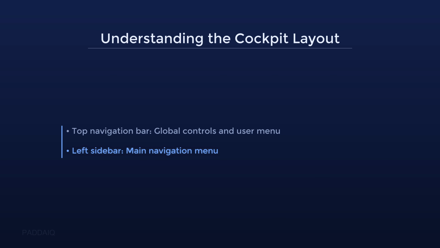Left sidebar, main navigation menu. This is your primary tool for accessing all BTP services and tools, similar to a restaurant menu guiding you to different sections. For instance, to manage applications, you'd select Services from here. It ensures you can efficiently navigate and manage every aspect of your BTP environment.